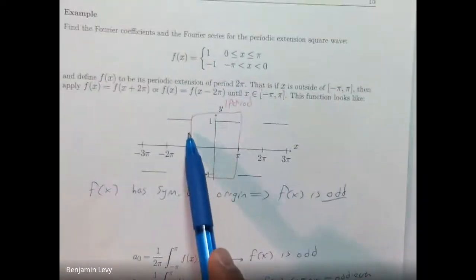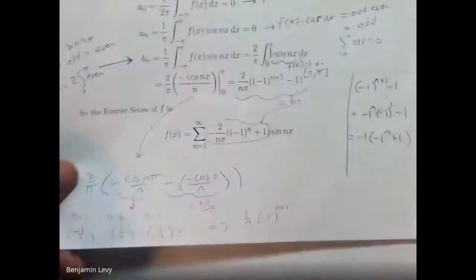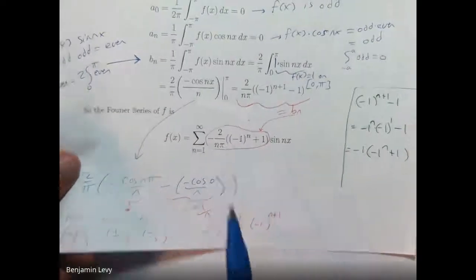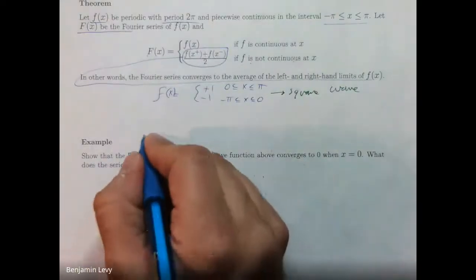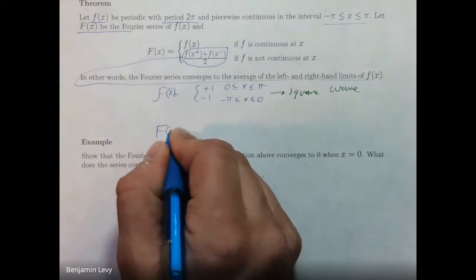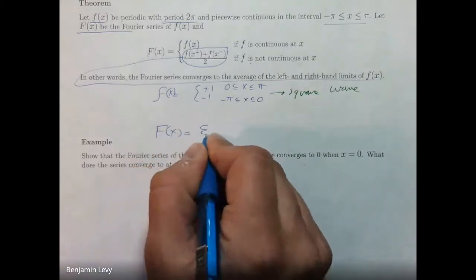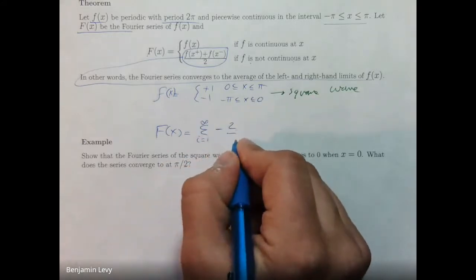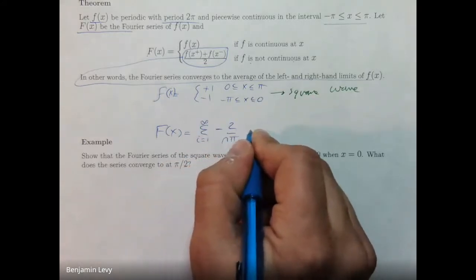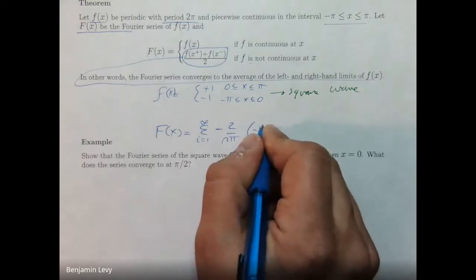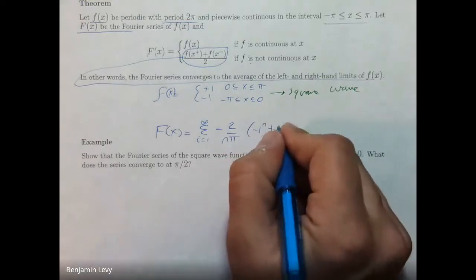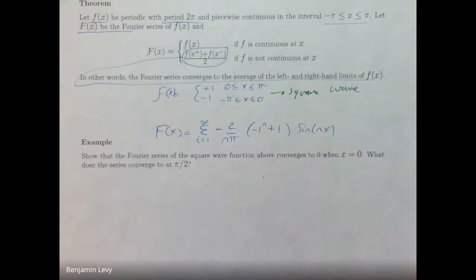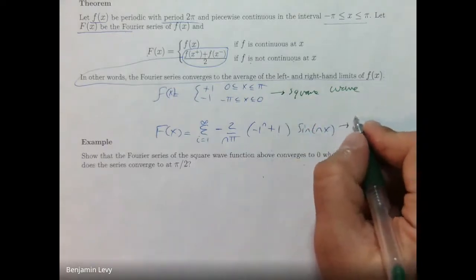That's this image. And then what we had seen in that example was this was the Fourier approximation of that. So I'm going to write that down too. And so what we had found was the capital F of x, the Fourier approximation, was this infinite sum of this value. So that was the square wave, and this was the Fourier approximation.